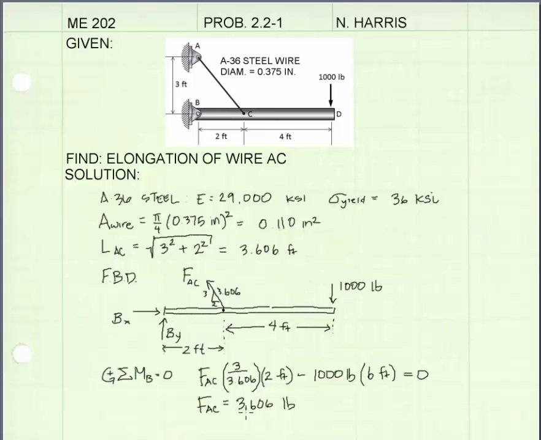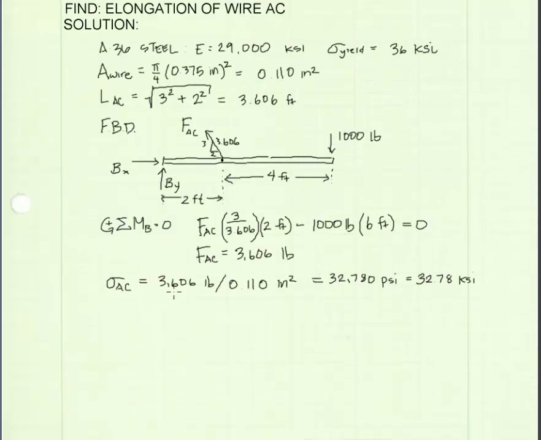Now that I have the force in the cable, if I find what the stress in the cable is, I can then use Hooke's law to get the strain. From there I can get elongation, and that gives me the solution. So the next step will be to calculate the stress in our cable. The stress in the cable is the force, 3,606 pounds, divided by the cross-sectional area, which we found above. That gives me 32,780 psi, or 32.78 KSI.